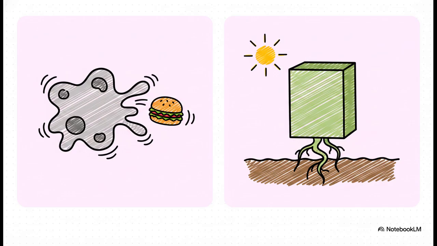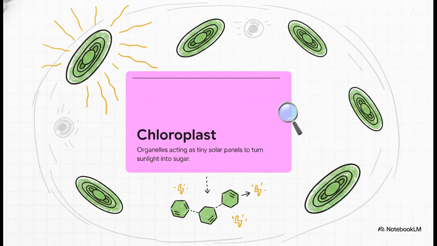They're rooted in place. Because they can't move, they have to be totally self-sufficient. They actually make their own meals right inside their cells. And the plant cell's secret weapon for making its own food is the chloroplast. Chloroplasts are special organelles exclusive to plants. They're packed tight with a green pigment called chlorophyll, which is what gives leaves their color. But functionally, these organelles act exactly like tiny, microscopic solar panels installed right into the plant cell.